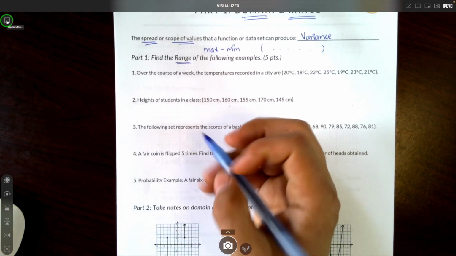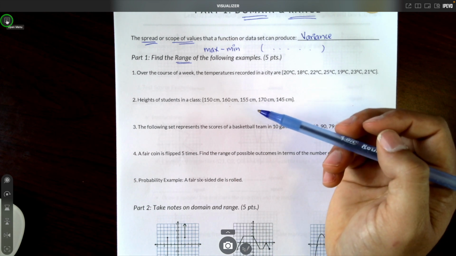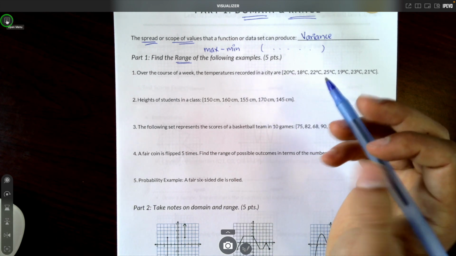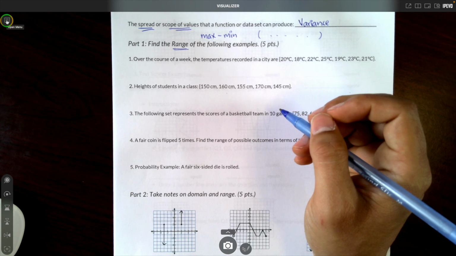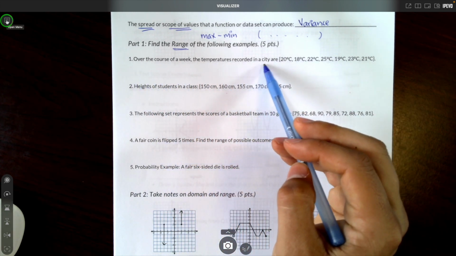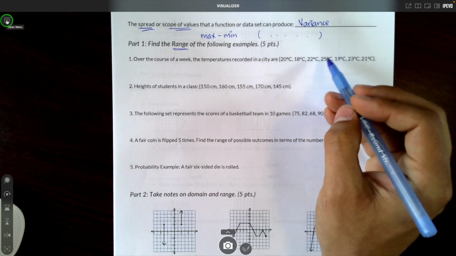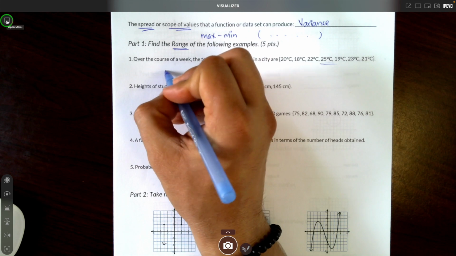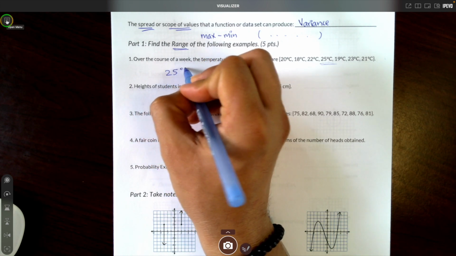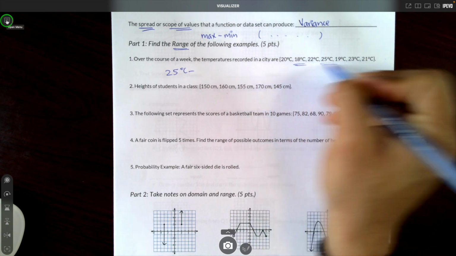So here are 5 examples. They're all different, and they're all pretty interesting. If you want to try to do it on your own, this is a good time to pause the video. Over the course of a week, the temperatures recorded in a city are the following. What's the maximum? I think it's 25. So I do 25 degrees Celsius minus the lowest, which is 18.